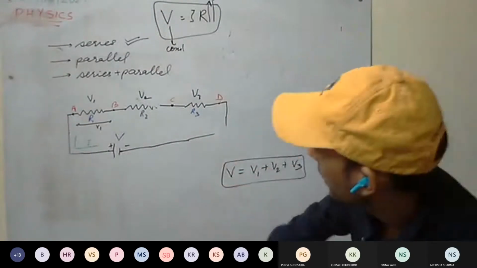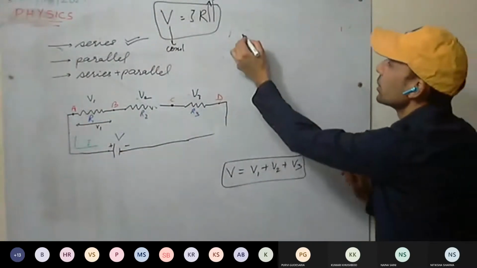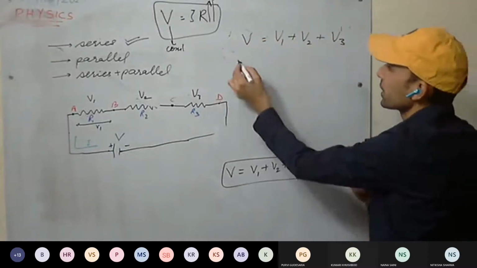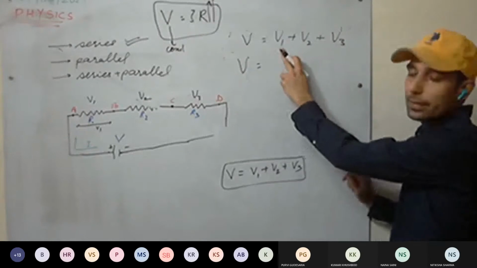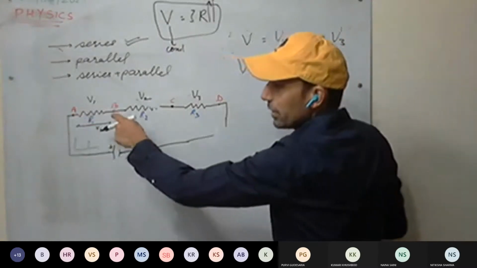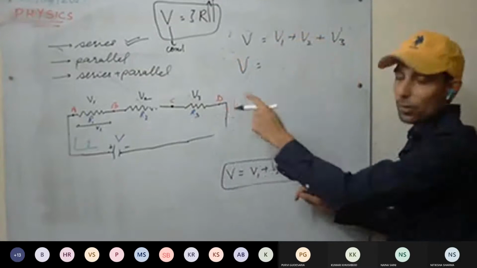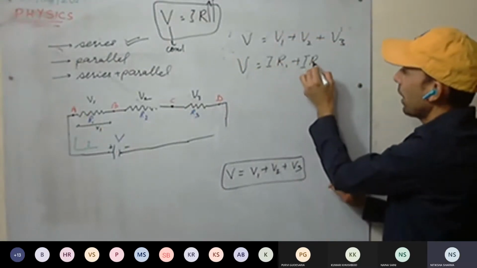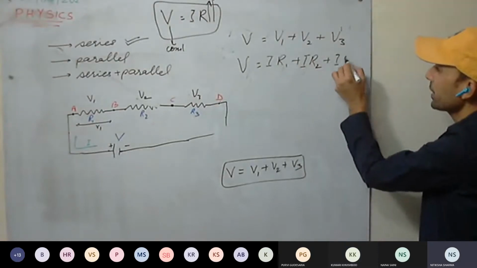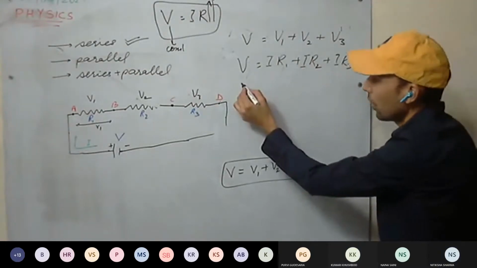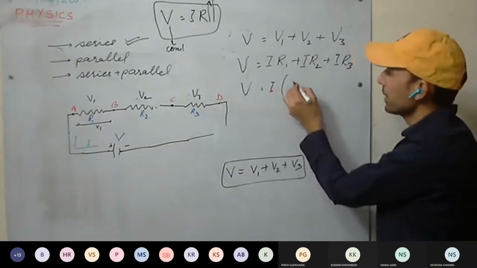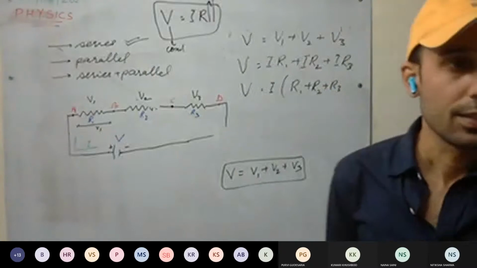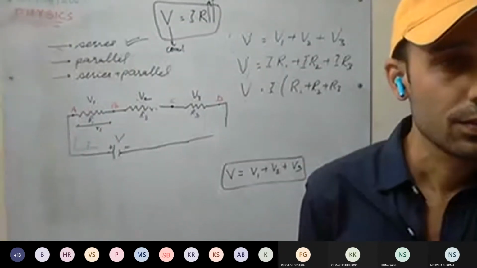So in series, current remains the same throughout the circuit. So V total, V equal to V1 plus V2 plus V3. V1 can be written as IR1, because current I is flowing through them all. V2 can be written as IR2. V3 can be written as IR3. Or V equal to I common, we can take, R1 plus R2 plus R3. This is clear?